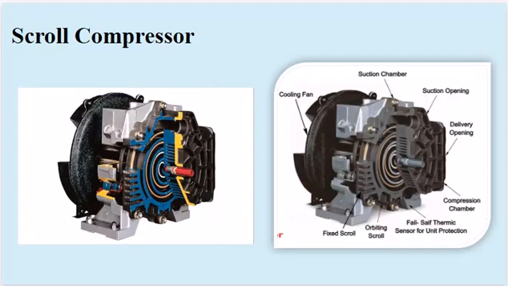Now let's talk about the scroll compressor, an innovative solution in the HVAC world. This type of compressor uses two spiral-shaped scrolls to compress refrigerant gas. Here's how it works. One scroll stays stationary while the other moves in an orbiting motion, trapping and compressing the refrigerant smoothly and efficiently.